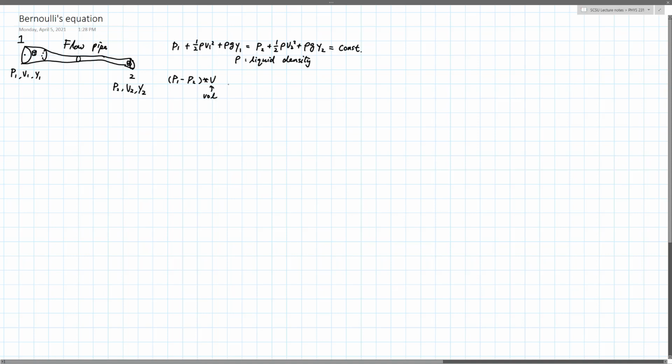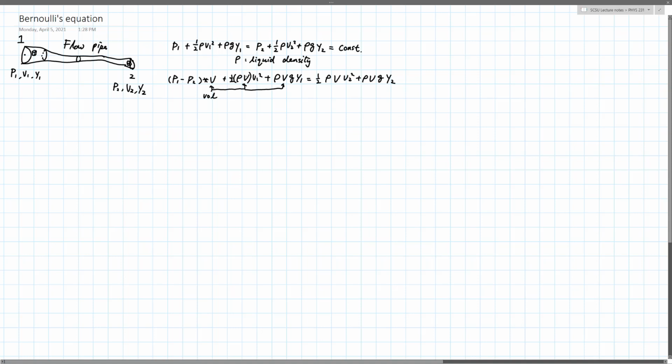Okay, and if I have that, 1/2 rho times V, that's also volume, times V1 squared, plus rho times V times g times y1. That's also volume. And the other side doesn't have the P anymore: 1/2 rho V, V2 squared plus rho V g y2. So what can we do with the rho times V?